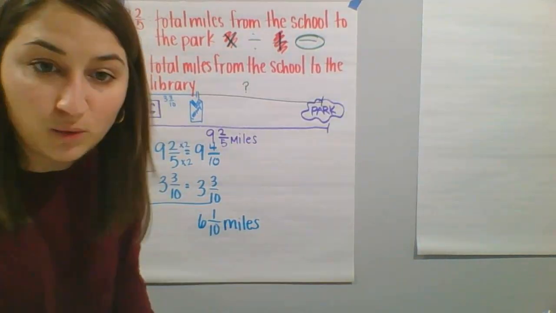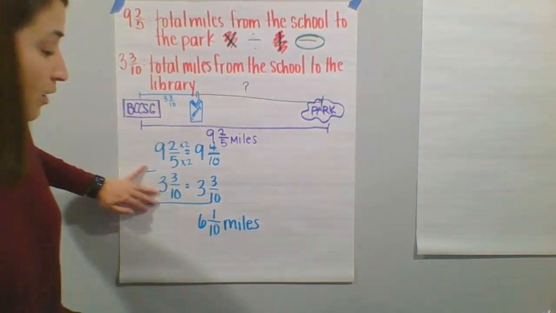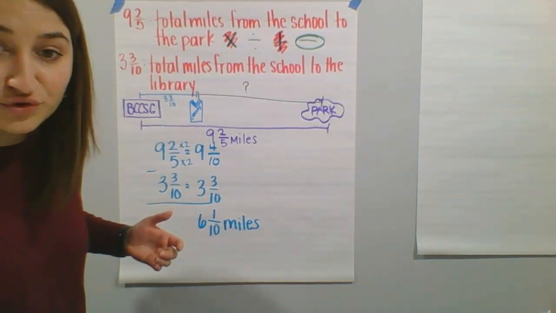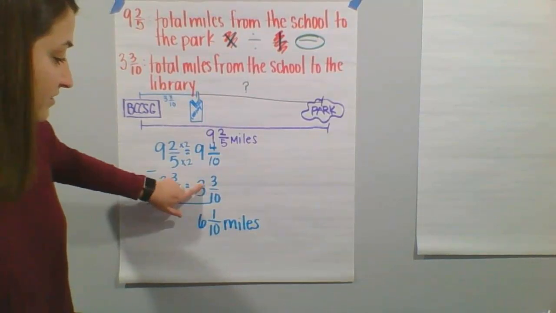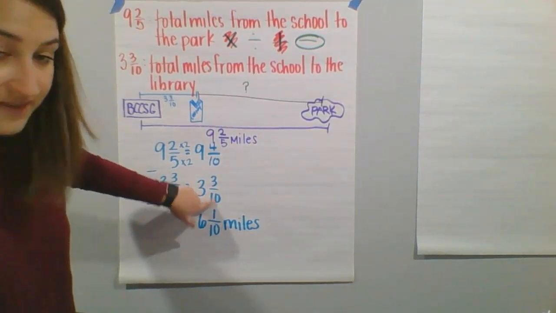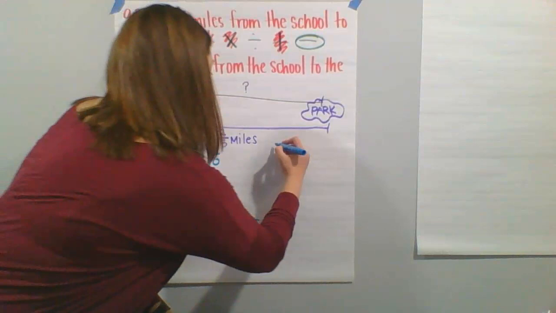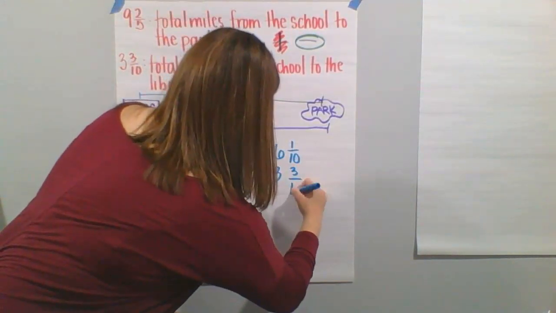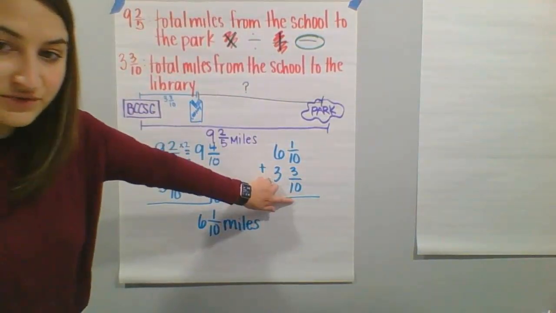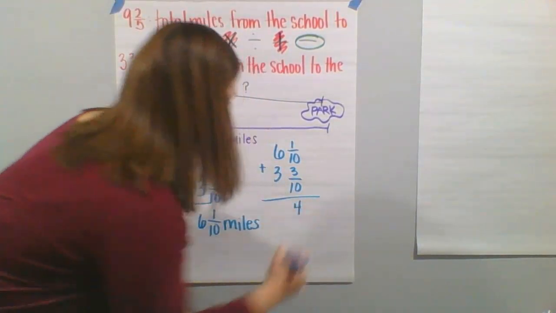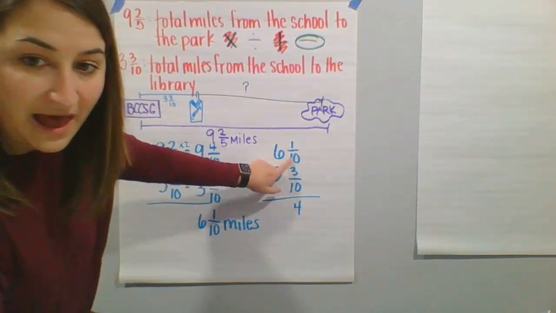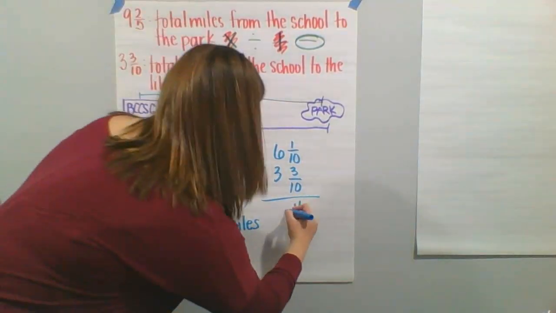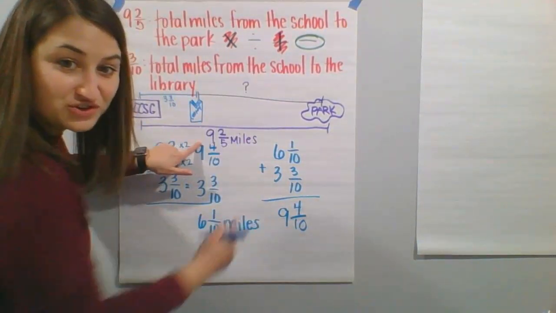If I want to check my work, I could turn it around. We use subtraction to solve the problem, so we want to use the opposite operation to check our problem. So we would take 6 and 1/10 plus 3 and 3/10 to see if we get 9 and 4/10. 1 plus 3 is 4. 10 is our denominator. We don't add these together. It stays the same. 6 plus 3 is 9. And if these match, then we're correct.